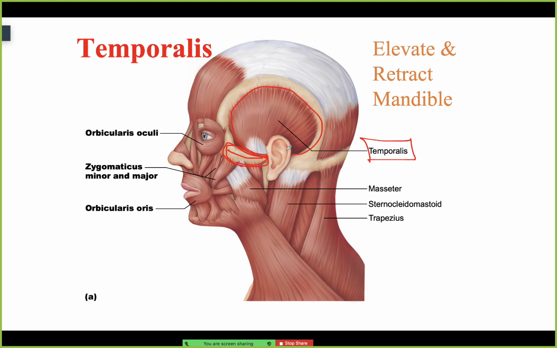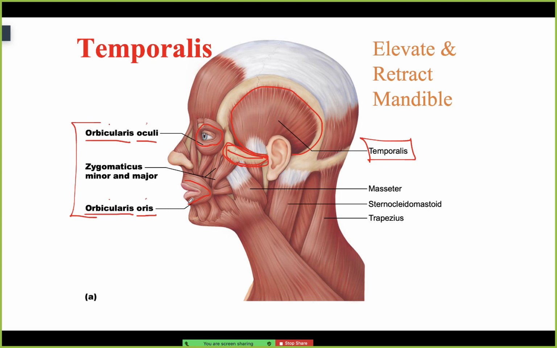I do want to point out these three muscles here. Orbicularis oculi. The word orbicularis means circle. Oculi means eye. Oris means mouth. Orbicularis oculi, circle around the eye. Orbicularis oris, circle around the mouth. This is the orbicularis oculi. This is the orbicularis oris.